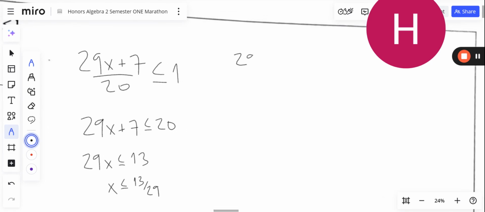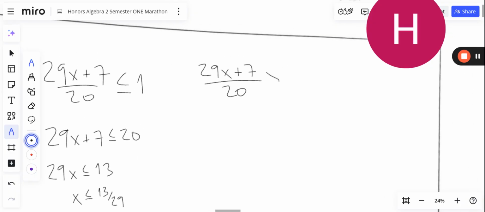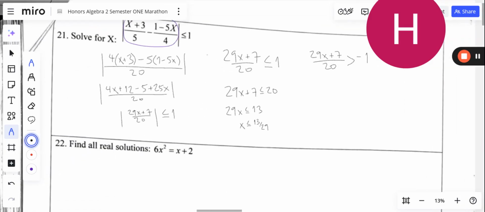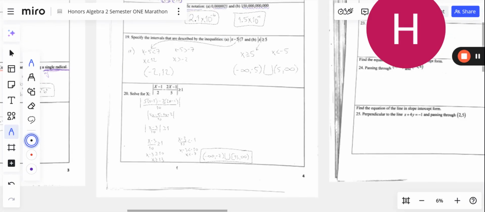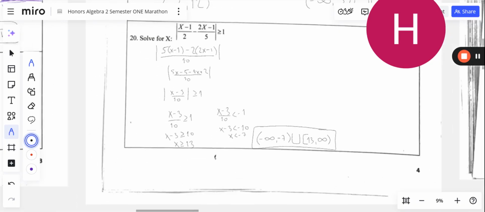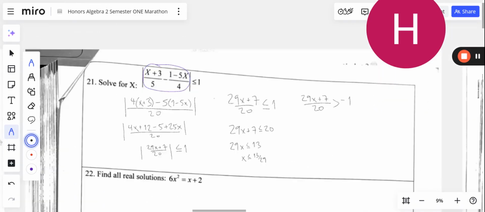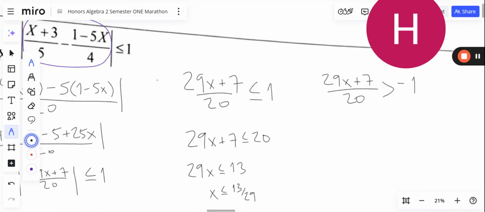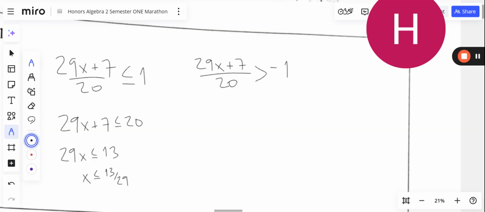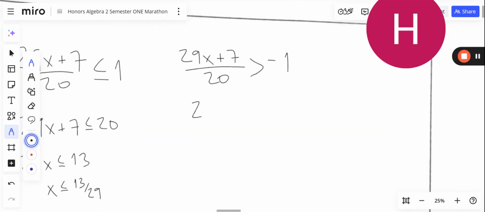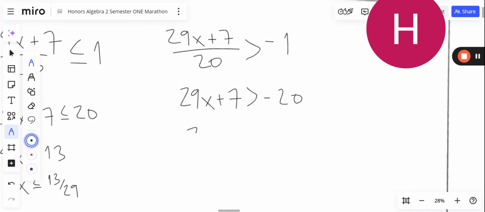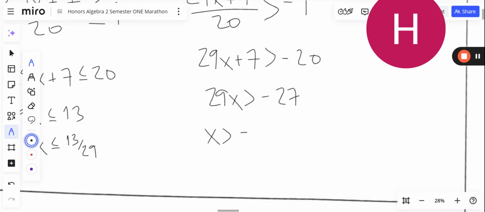On the other hand, it's possible that the thing inside of the absolute value, 29x plus 7 over 20, is greater than negative 1. Did I consider that properly in the other one? Yes, I did. I put the negative. It's very important to do that when you're working with absolute value. You need to flip the inequality as well as make it the opposite inequality. Well, that's what it means to flip the inequality. Okay, so 29x plus 7, it's possible that that is greater than negative 20, which would mean 29x is greater than negative 27, which would mean x is greater than negative 27 over 29.